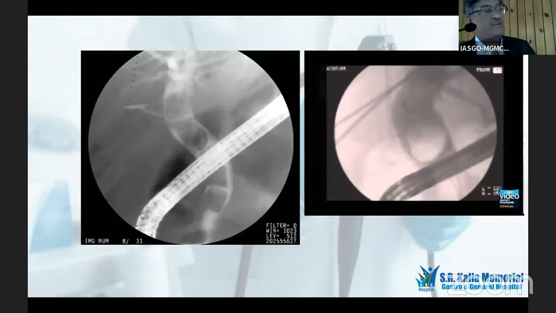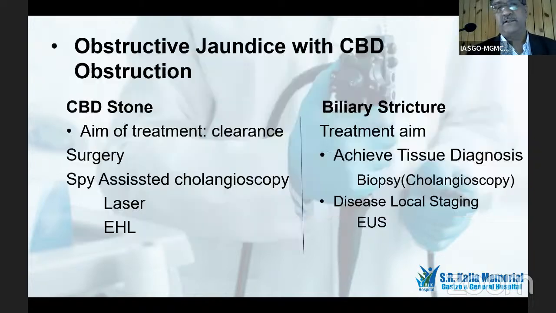So you have packed stones at one end after other, and you have the clips seen there, which suggest that this patient has post-cholecystectomy multiple residual large CBD stones, and the other is a huge rock-like stone in the common bile duct. So now for these two situations, we have CBD stones causing jaundice. Another situation is biliary stricture, which is causing jaundice. So aim of treatment for CBD stone is clearance and the cure.